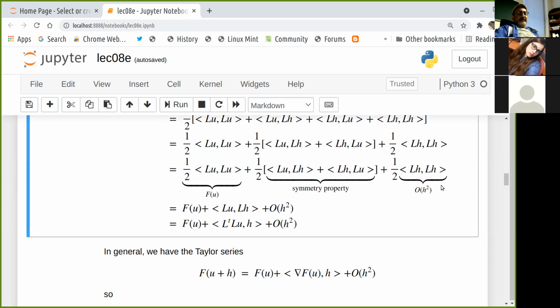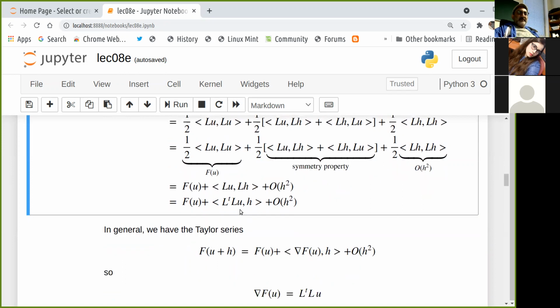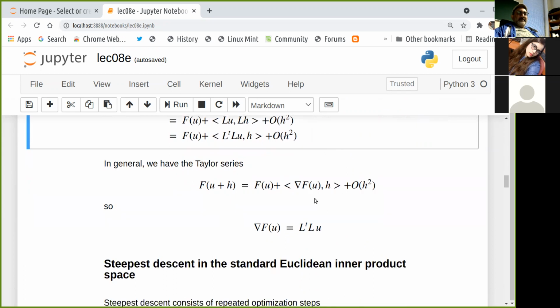Now, when you have these linear operators, you can think of them as matrices. When you bring them over to the other side in the inner product, then you get the transpose, or the adjoint operator, which in terms of matrices is a transpose. So you get f of u plus the inner product of L transpose Lu with H, plus terms of order H squared. Now, in general, if you have a functional which has a gradient, then it has a Taylor series.